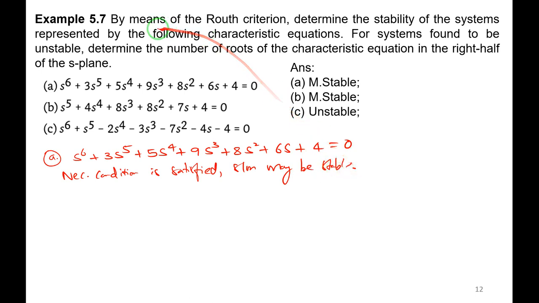Okay, let me read out the question. By means of Routh criteria, determine the stability of the system represented by the following characteristic equation. For the systems found to be unstable, determine the number of roots of the characteristic equation in the right half of the S-plane. Right? The same thing as what we have done previously.